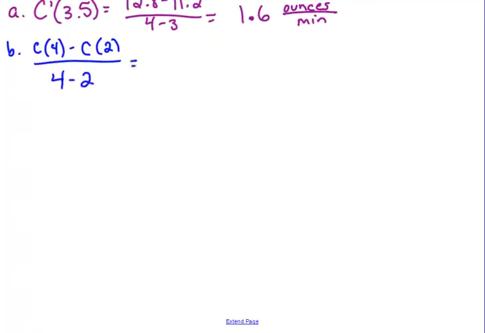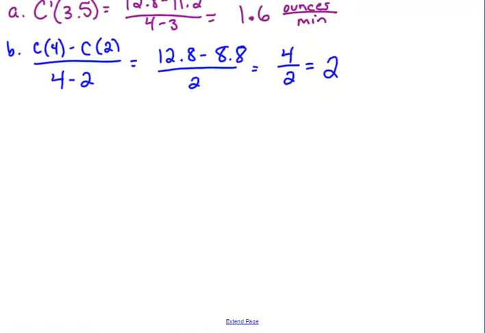Let's find out what that is. Well, C of 4 is 12.8. C of 2 is 8.8. 4 minus 2 is, of course, 2. 12.8 minus 8.8 is 4. 4 divided by 2 is 2. So you get 1 point for that.